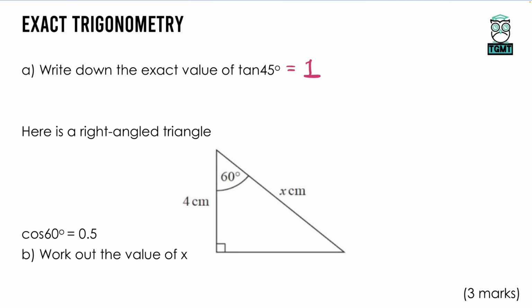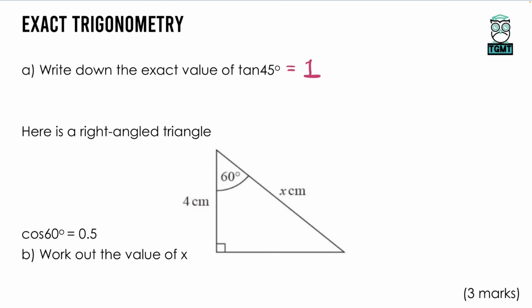Another good two to remember, one of them's on the screen: cos 60 is equal to 0.5 and sin 30 is also equal to 0.5. So they're three really key ones just to make sure you definitely know, but ultimately if you want to know the others as well, definitely want to revise. It says here, is a right angled triangle, work out the value of x.